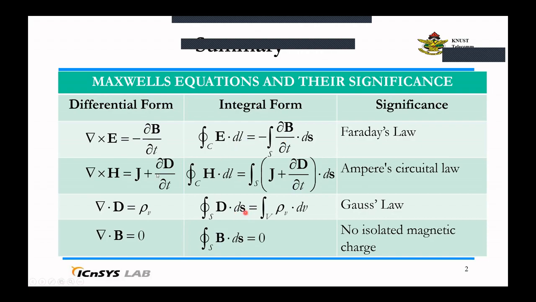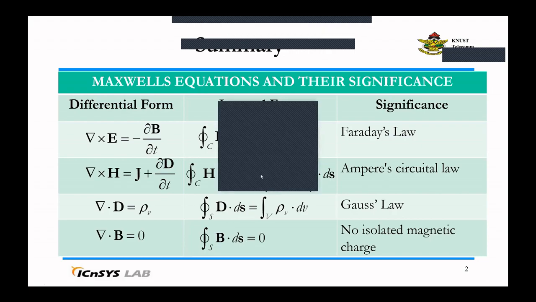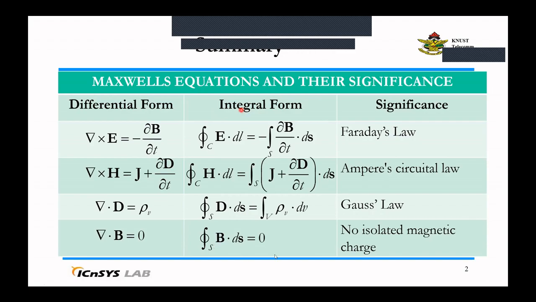And these are the integral forms of Maxwell's equations. The first equation is Faraday's law. The second equation is Ampere's law. And the third equation is Gauss's law. And the last one means that there is no isolated magnetic charge.